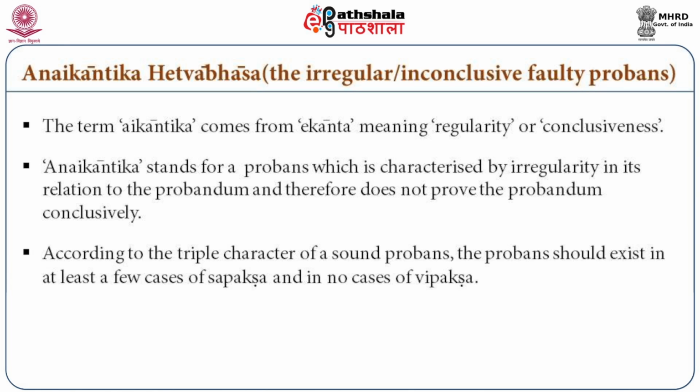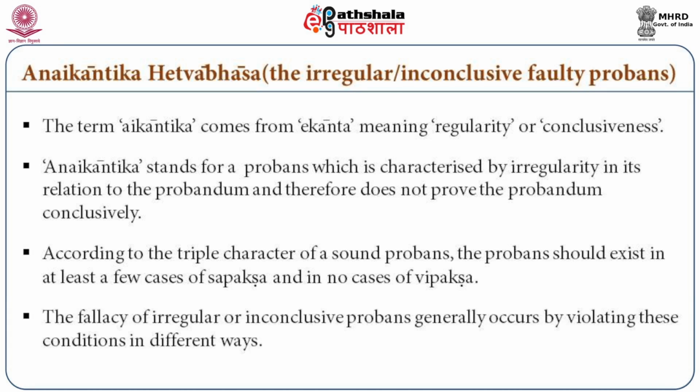Now, according to the triple character of a sound probans, the probans should exist in at least a few cases of sapaksha, and it should not exist in vipaksha at all. Now, the fallacy of irregular or inconclusive probans generally occurs by violating these conditions in different ways.